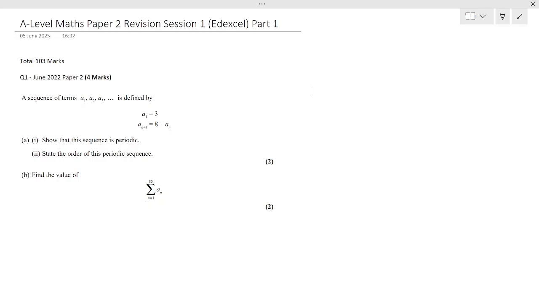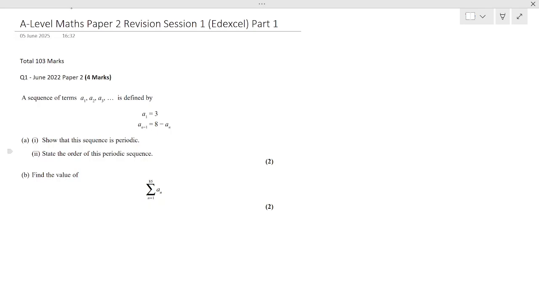Proof by contradiction, partial fractions, differential equations. I don't think there'll be a lot of integration in the next paper, but I think integration will come up with differential equations, and maybe with partial fractions, combining the two together. There'll be some function work, so finding the inverse, composition, the range and domain, all that sort of stuff. Modulus, so sketching a modulus or solving a modulus equation.